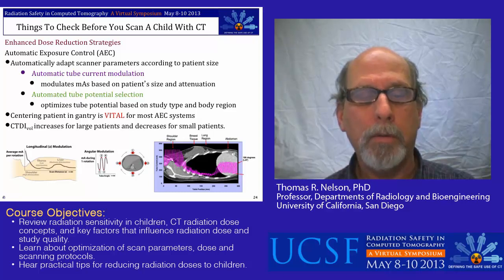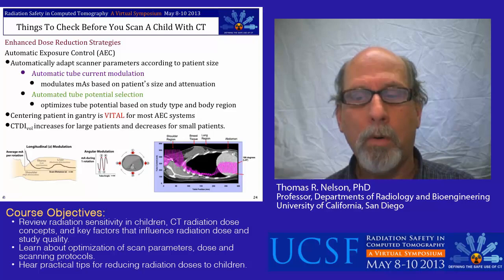It should be noted that the CTDIvol or dose will go up for larger patients and decrease for smaller patients. In the image on the lower left, we see the tube current modulation longitudinally through the patient through the chest and abdomen. If we also look at the center image where we see angular modulation based on the effective thickness of the patient, this varies through the rotation. Combining these two is shown in the lower right-hand image, where we see the variation in tube current as a function of rotation and also longitudinal position.